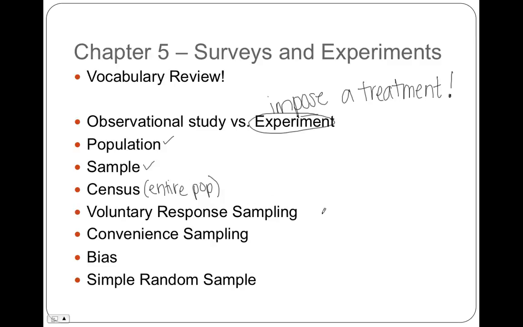I have a few different sampling techniques. Voluntary response is when people self-select to be part of my sample. Convenience sampling is exactly what it sounds like. I choose the people who are easy to reach.